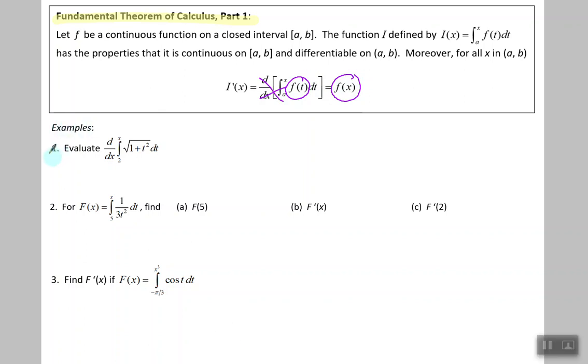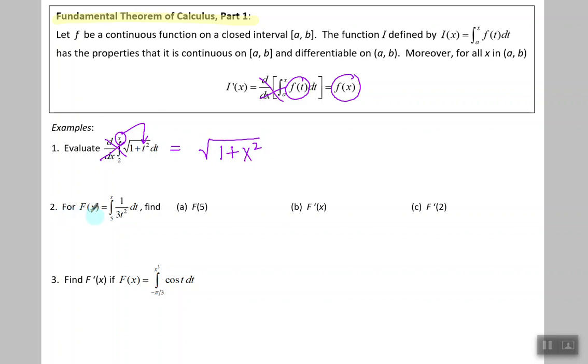For example, in number 1, when we are asked to evaluate d dx, the derivative with respect to x, of the integral from 2 to x of square root of 1 plus t squared dt, it is simply just the derivative cancels out the antiderivative. We replace the variable t with the variable x, and that is the square root of 1 plus x squared. Just that. Look at example number 2.